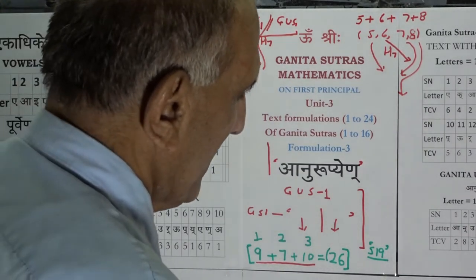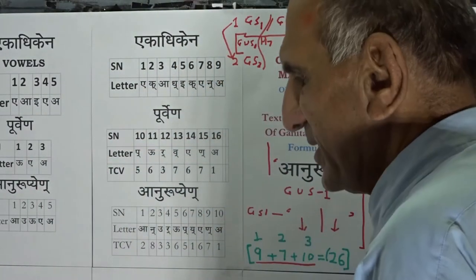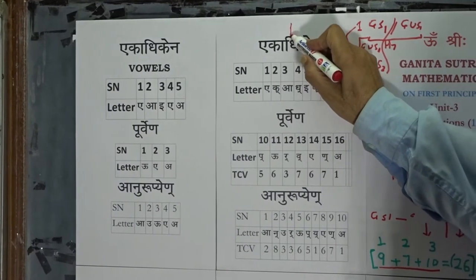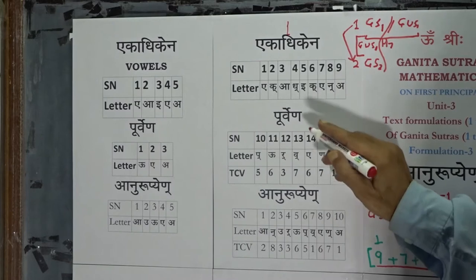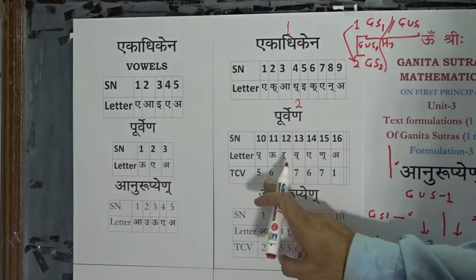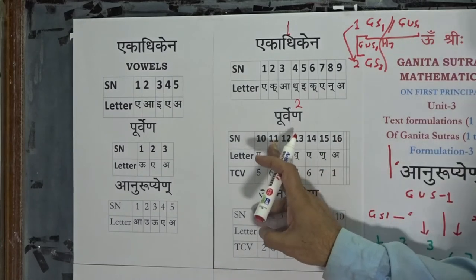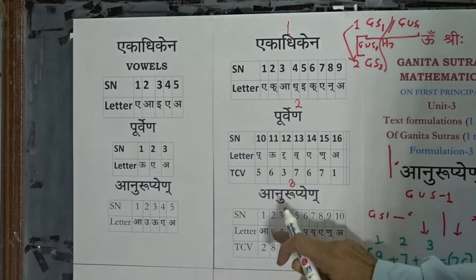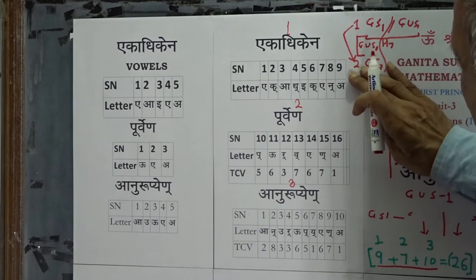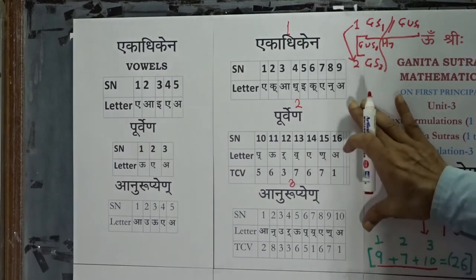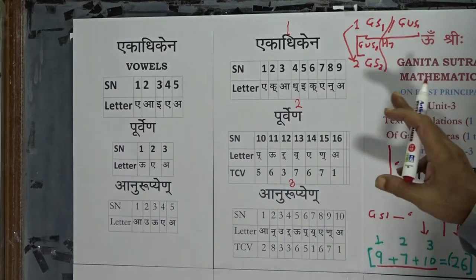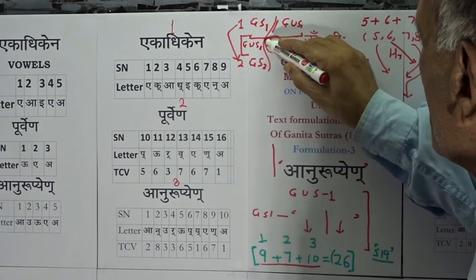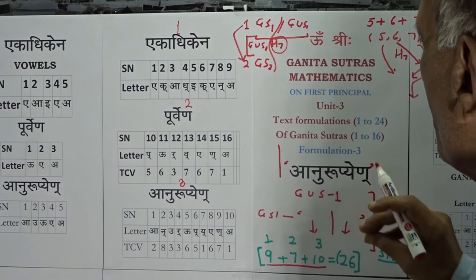Now, let us have a revisit to these texts. We see that the Eka Adhikain, the first formulation, is a composition of 9 letters. The second formulation, Purven, is a composition of 7 letters. And the Anurupe, the third formulation, is availing 10 letters. Therefore, the first feature, 9 letters, 7 letters, and 10 letters, as we have seen, is taking us to value 26, parallel to fourfold manifestation layer of hypercube 7, which is a representative regular body of a 7 space, which plays the role of an origin.